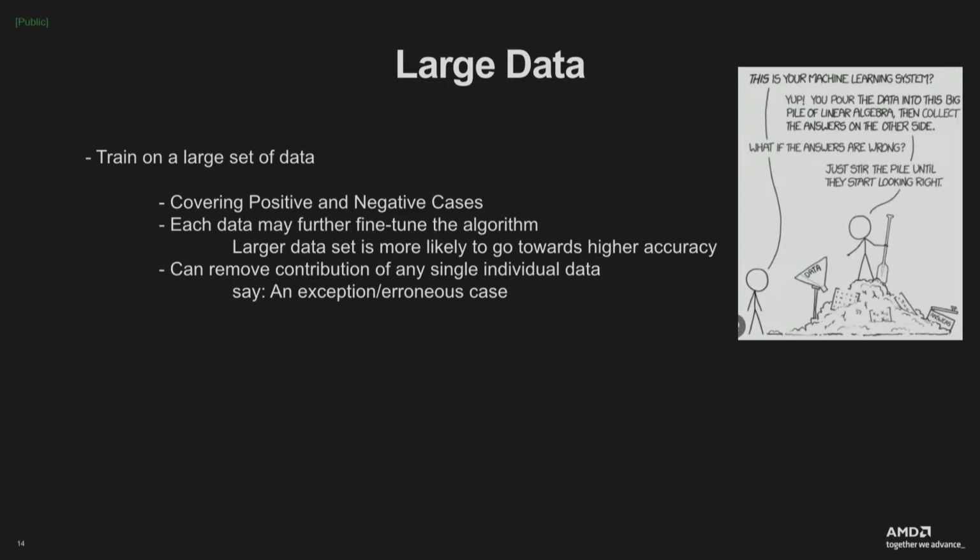If you give it the list of all the bottles, it will think anything is a bottle. You have to also tell it, by the way, these are not bottles, so that it knows that everything cylindrical is not a bottle. You have to give it a lot of positive and negative cases, and each data point will fine tune the algorithm.